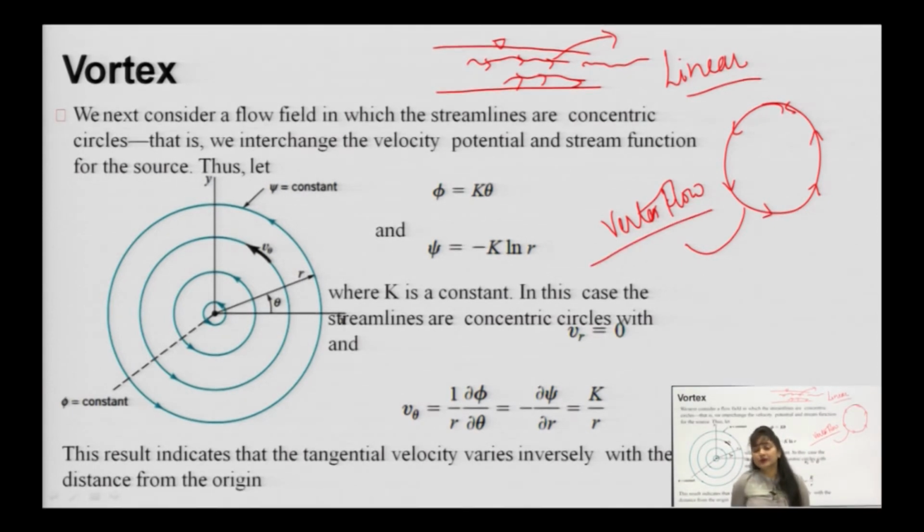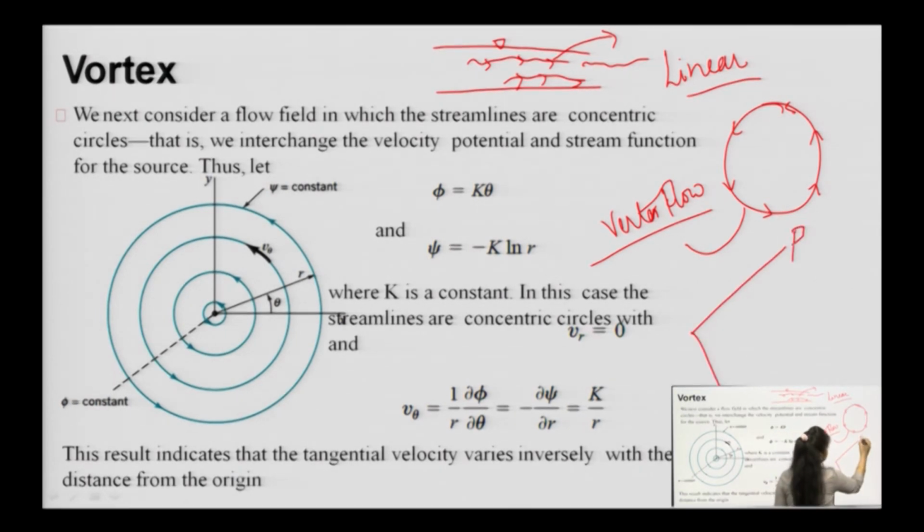Now, vortex flow is being divided into two parts. Vortex flow can occur naturally or it can occur by providing external torque to it. So, basically dividing the vortex flow into two sections: forced vortex flow and the second one is free vortex flow.